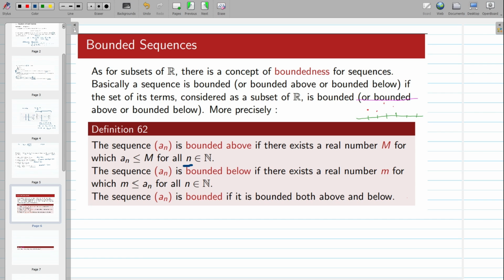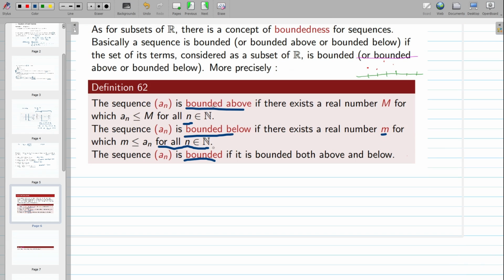Then our sequence is going to be bounded below if we can find some real number small m such that all the terms of my sequence are greater than or equal to this small m. Now this has to be true for all values of n in the set of natural numbers. So a sequence that is bounded above and bounded below is going to be bounded. We say that a sequence is bounded if it is bounded above and bounded below.